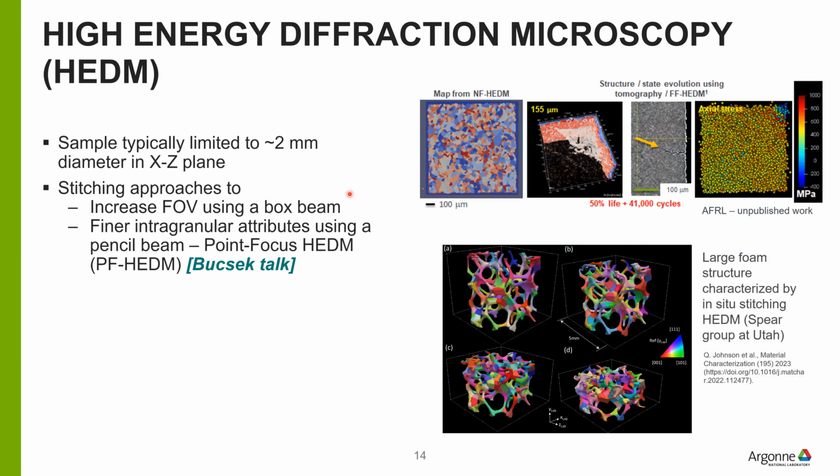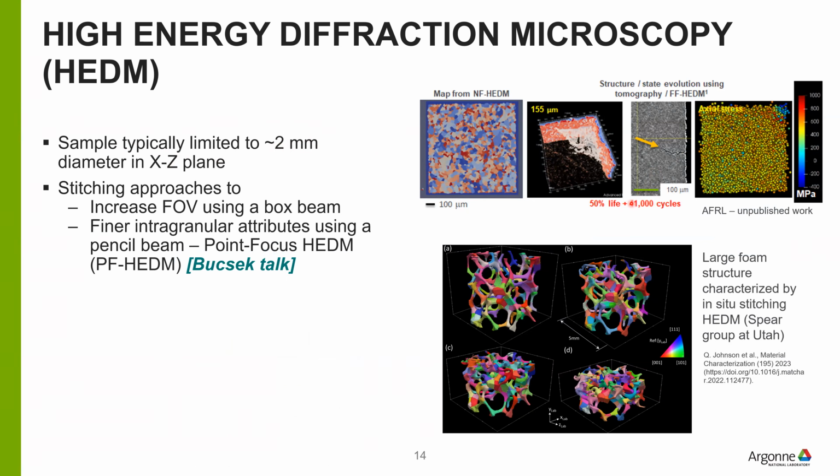Typically, with these samples, we can interrogate up to about a diameter of 2 millimeters in the XZ plane. And typically we can get a space filling map like so. Here, the colors denote different orientations in a sample that's about 1 millimeter by 1 millimeter.